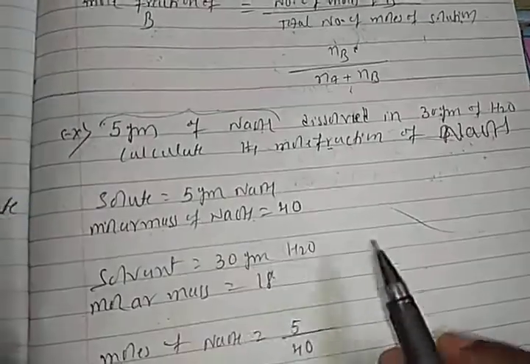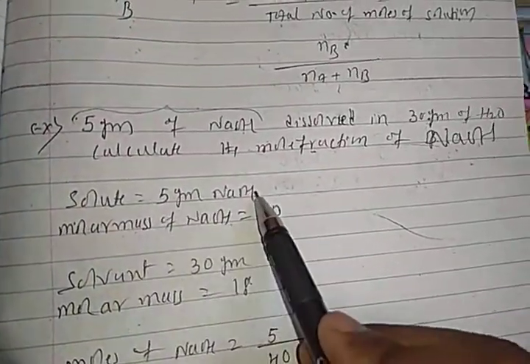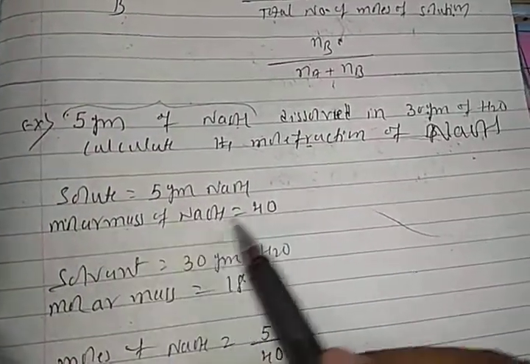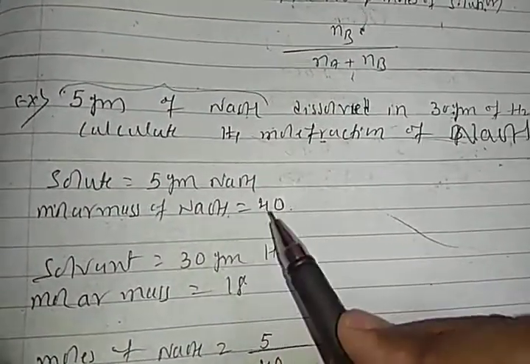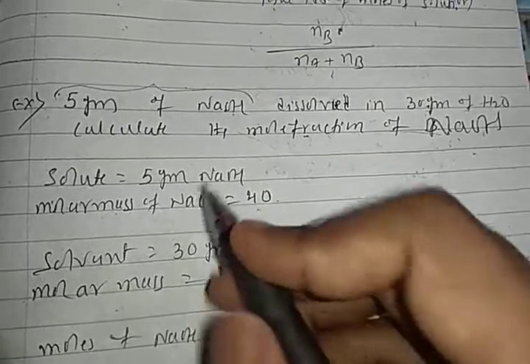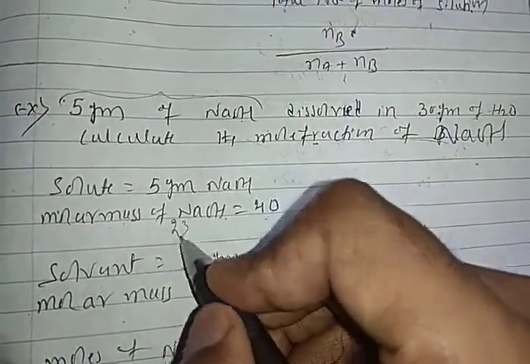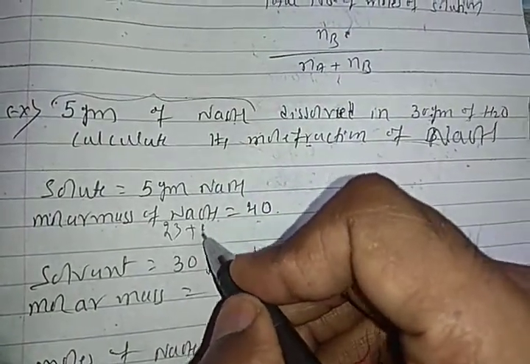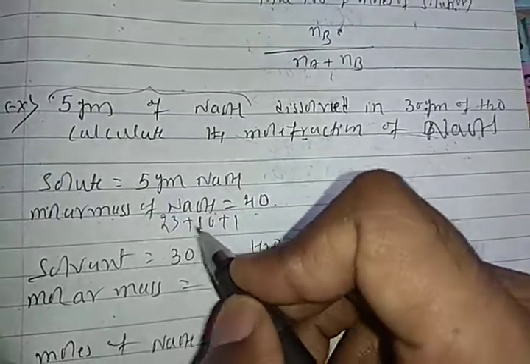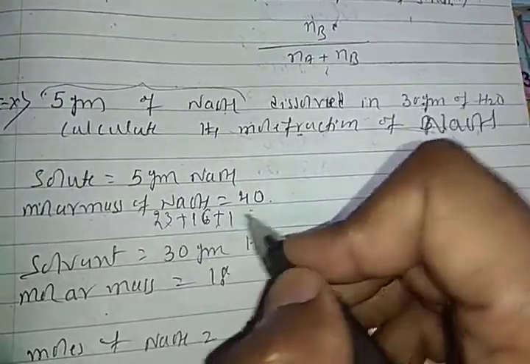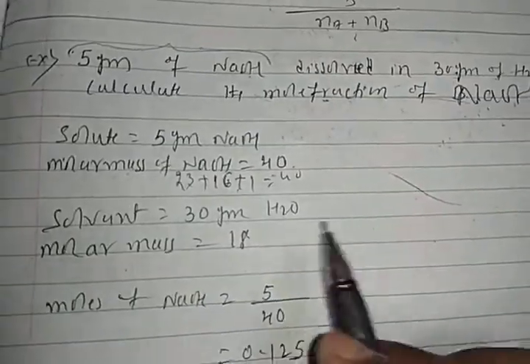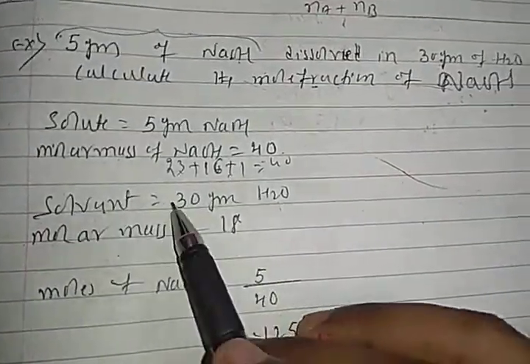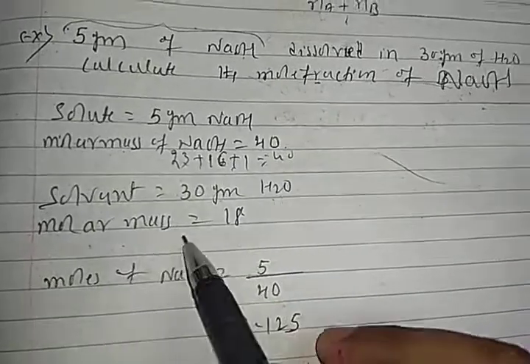Right. So solute 5 gram NaOH, molar mass of NaOH 40, students. Already we know how to calculate molar mass: sodium 23, oxygen 16, hydrogen 1. So 23 plus 16 plus 1, that is 40. I am using 40 here. Right, students. Solvent 30 gram, molar mass 18.